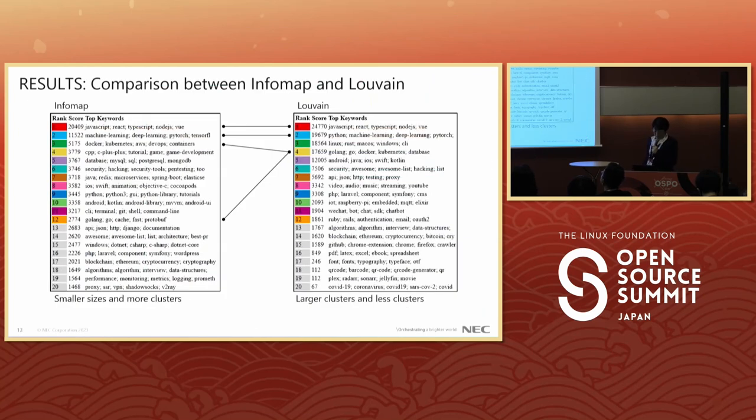So next, it was revealed that the differences of these two algorithms, this year is InfoMap, and the last year used Louvain. The differences of these two algorithms impact the size and number of clusters. So when you watch smaller clusters, the InfoMap algorithm may be better. Among smaller clusters, we can find emerging OSS fields.